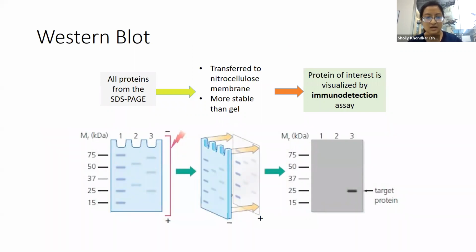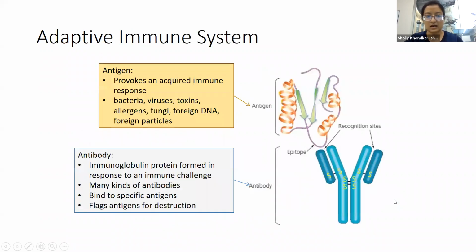This is just a summary. All the proteins from this gel are transferred onto the nitrocellulose membrane, and then an immunodetection assay is performed to visualize the protein of interest. This involves the use of antibodies. Just a quick review of how antibodies work.